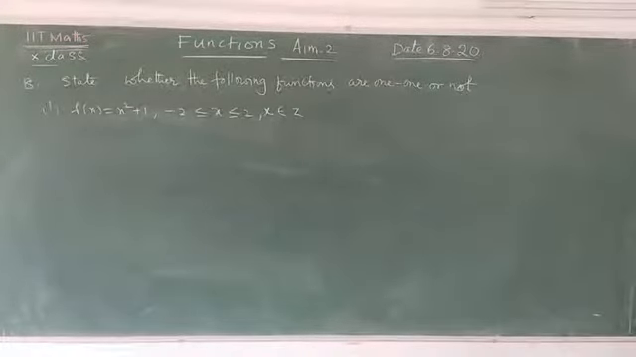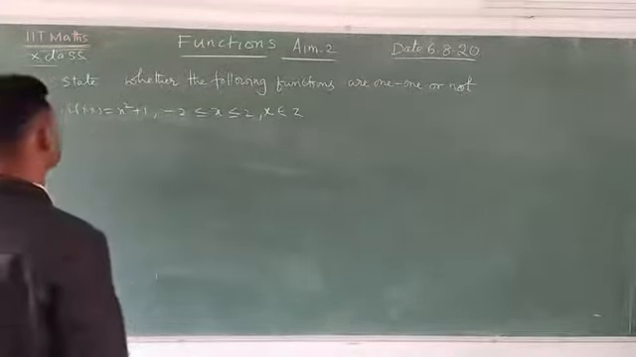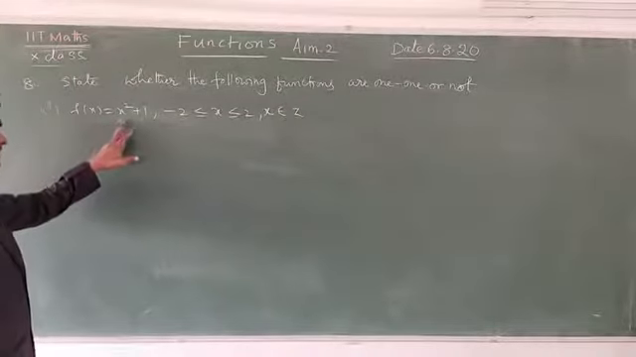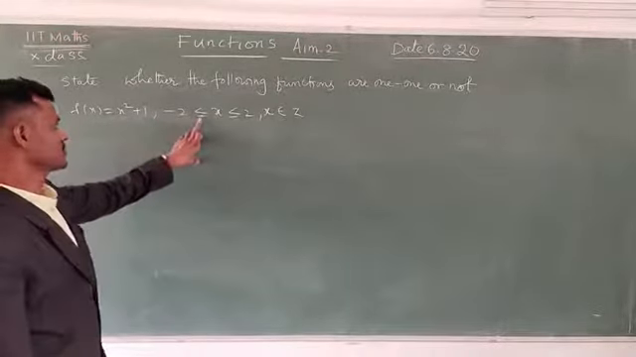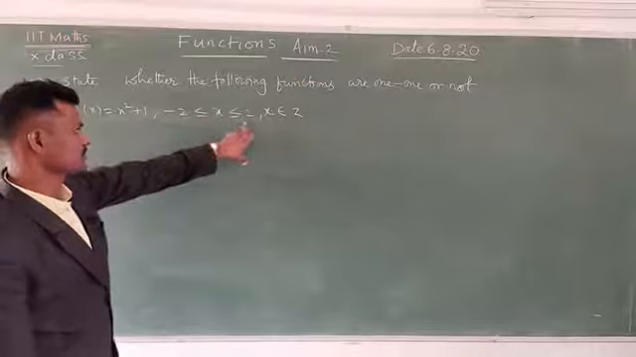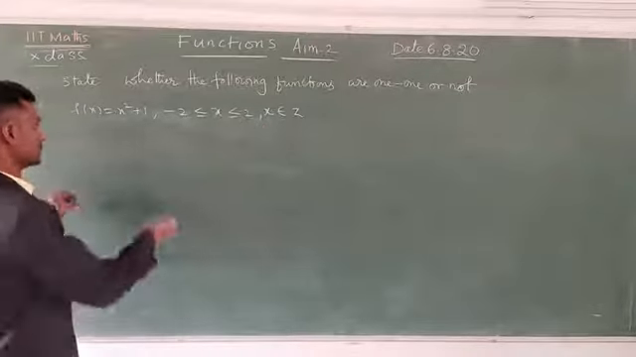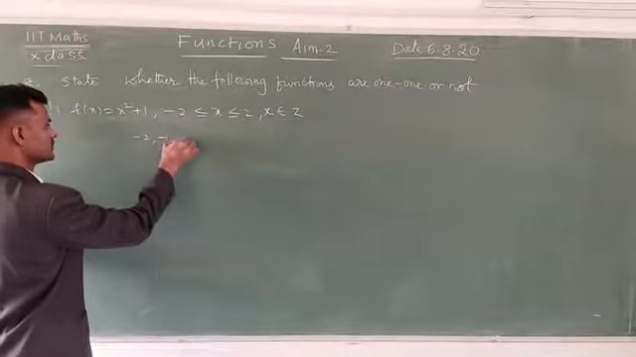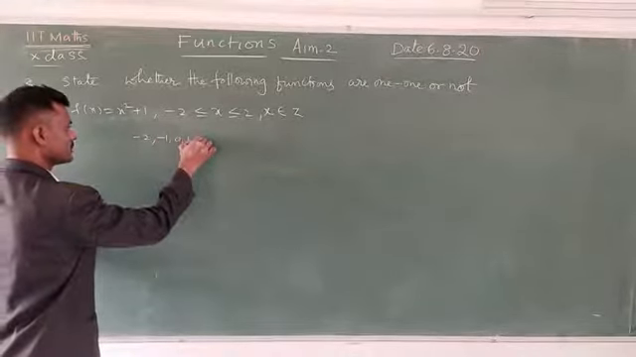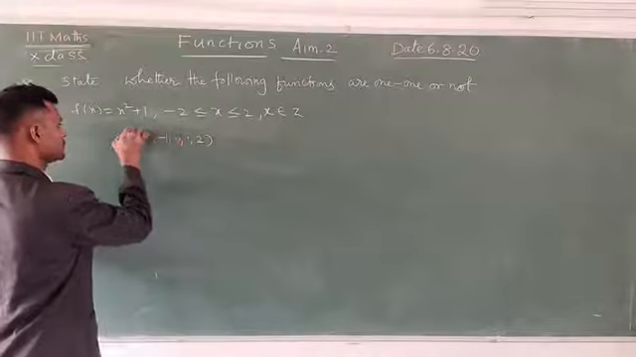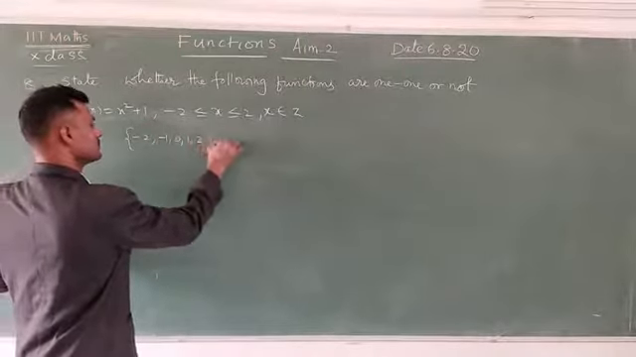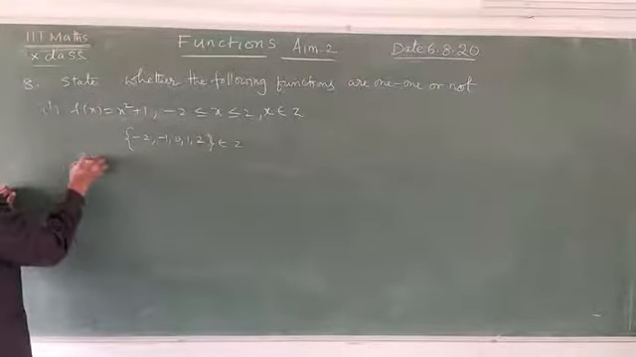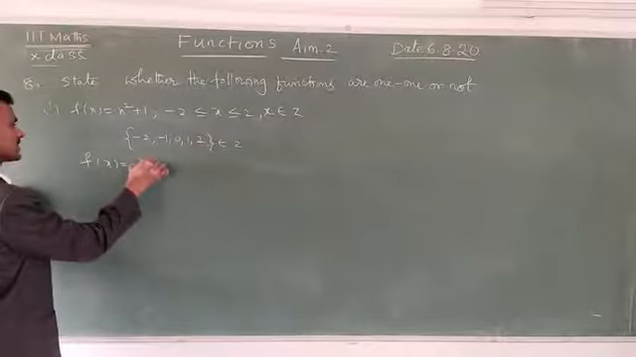Okay, now state whether the following functions are one-one or not. First one is f of x is equal to x square plus 1. Here minus 2 is less than or equal to x is less than or equal to 2, where x belongs to Z as given. Now you can write here Z: minus 2, minus 1, 0, 1, 2 belongs to Z. Now f of x is equal to x square plus 1.